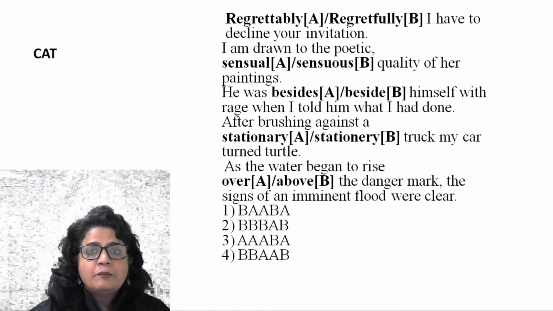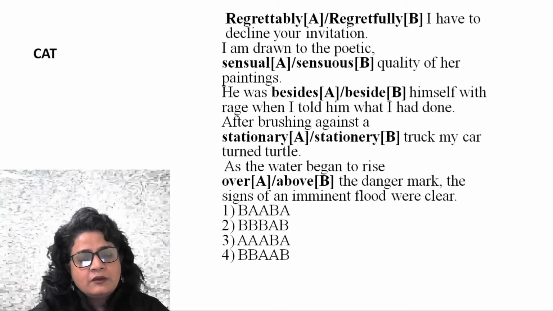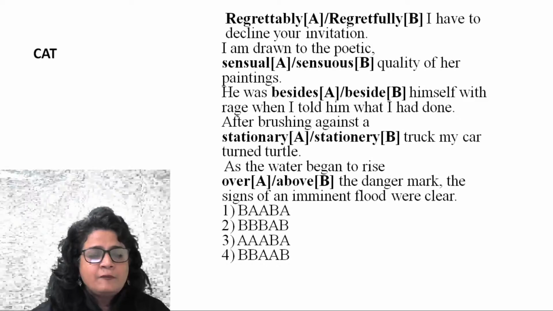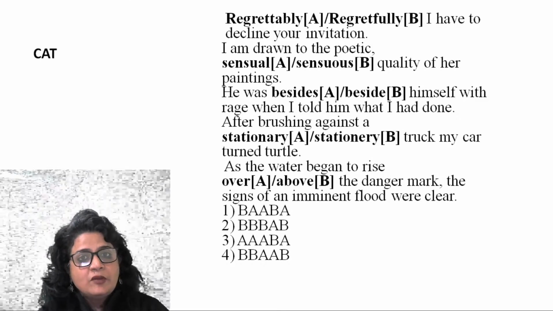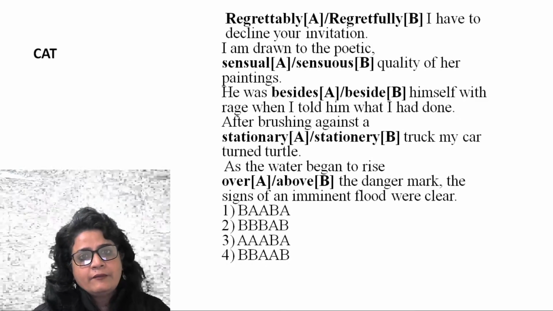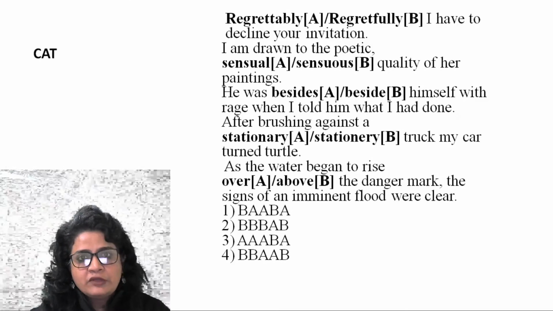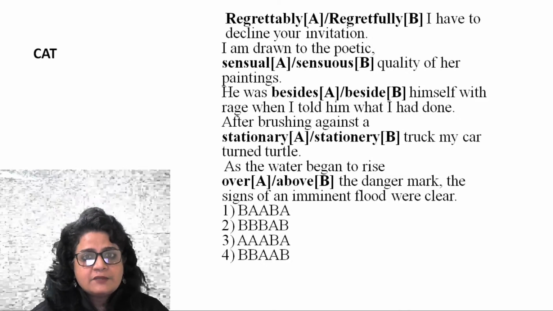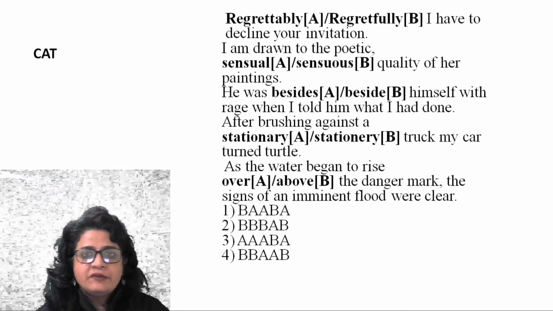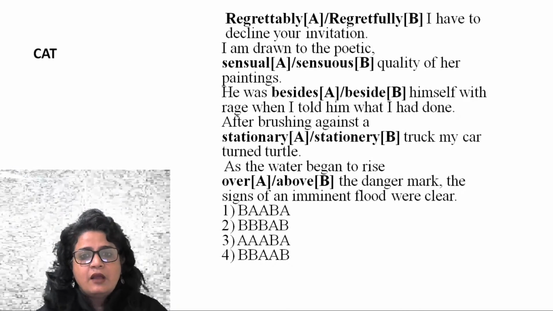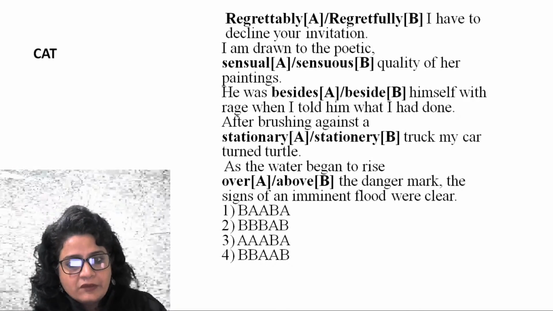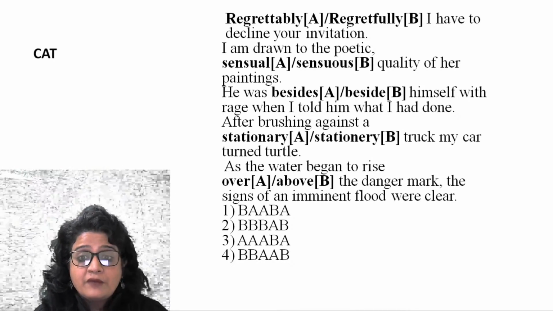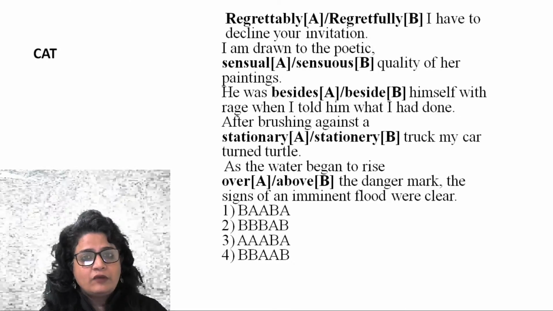Above the poverty line, below the poverty line. So the limit has been decided. So this is the line for poverty. So under which it's going to be below, over which it's going to be above. So above the poverty line, below the poverty line, right? So whenever this standard has been set, uske upar or niche will be above and below. Otherwise, above and over are used interchangeably, right? So above the danger mark, the signs of an imminent flood were clear.